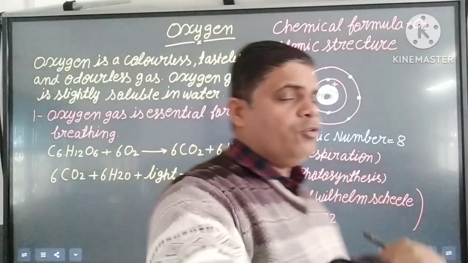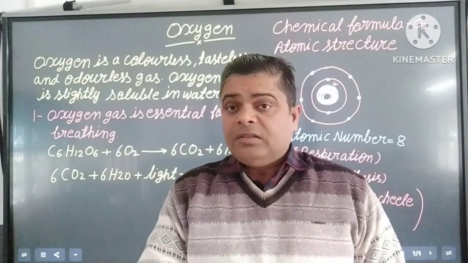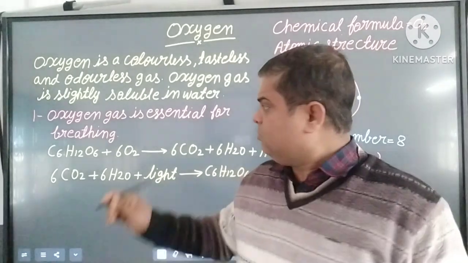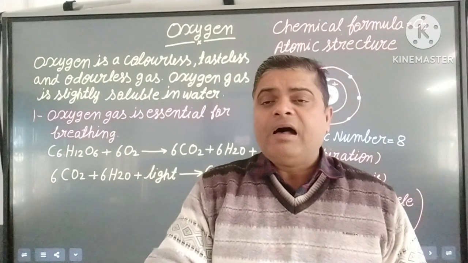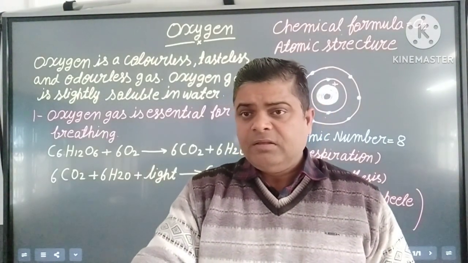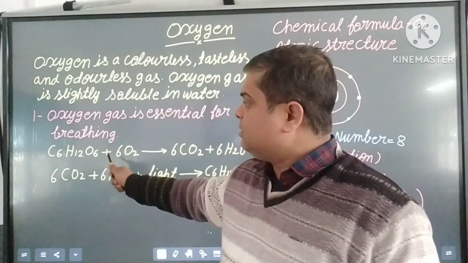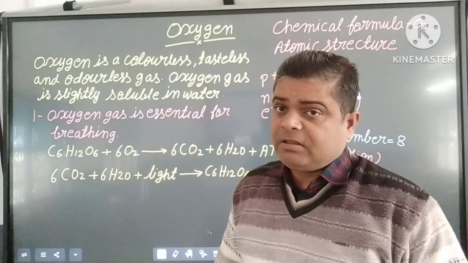ATP, adenosine triphosphate, is the energy. Clear? That's why we take oxygen. We take oxygen to break the glucose molecule, because oxygen is essential for burning. Clear? So if glucose does not get oxygen, how would it break down?